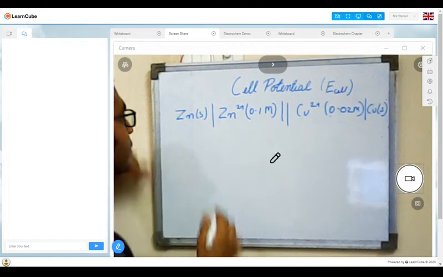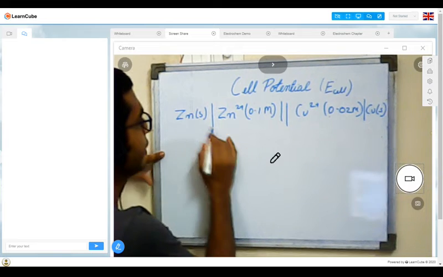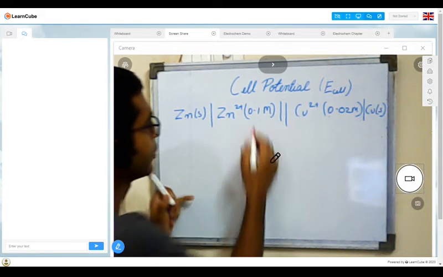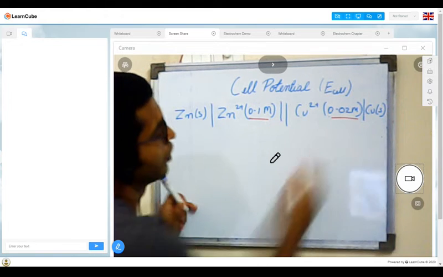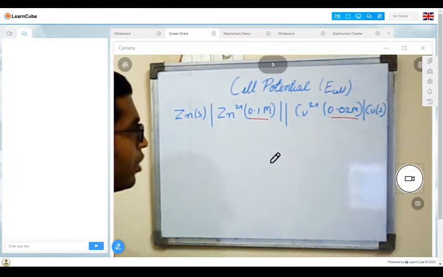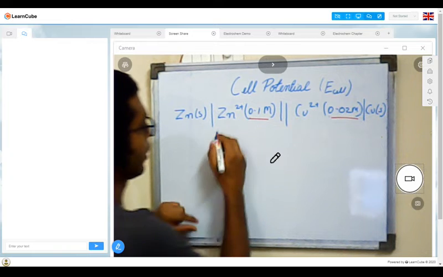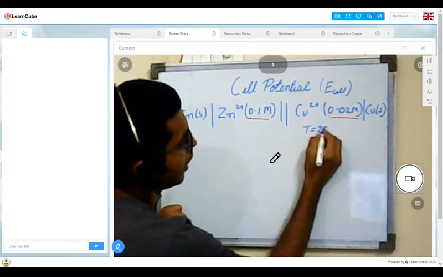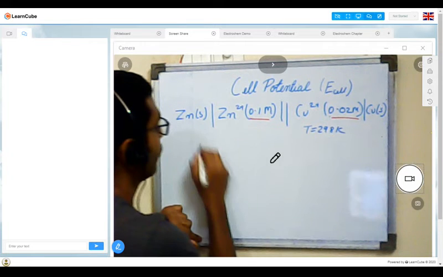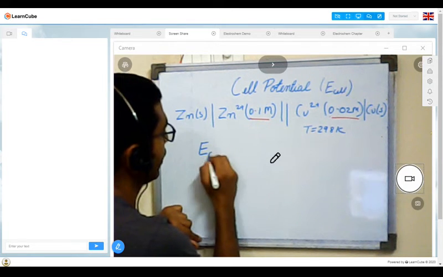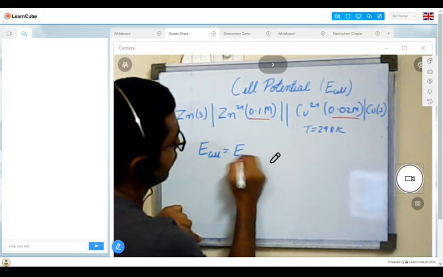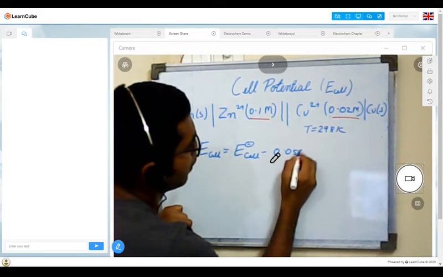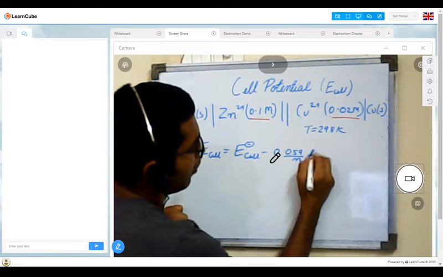So this is my Daniell cell where concentrations are different. They are not the standard conditions. The concentrations are 0.1 and 0.2 molar. Now how do we calculate the cell potential? In this case I told you my final Nernst equation. At temperature T equal to 298 Kelvin, what formula will you use? E of the cell is equal to E naught of the cell minus 0.059 by n log Q.